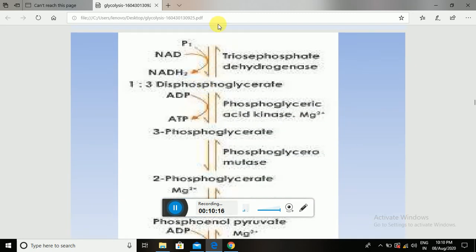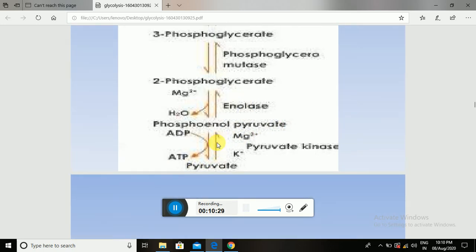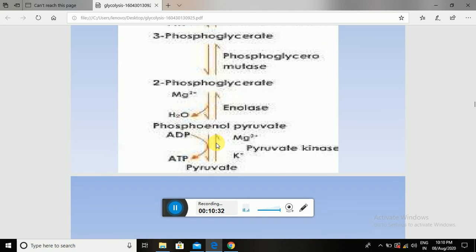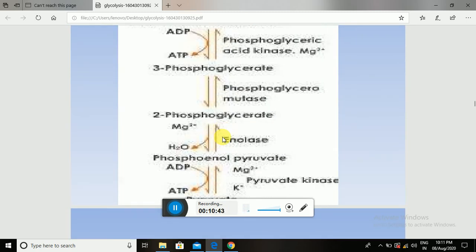This glyceraldehyde 3-phosphate also goes through the same reactions: 1,3-bisphosphoglycerate to 3-phosphoglycerate, 3-phosphoglycerate to 2-phosphoglycerate, then to phosphoenolpyruvate, and lastly phosphoenolpyruvate gets converted into pyruvate. So two ATPs from the dihydroxyacetone phosphate and two ATPs from the glyceraldehyde 3-phosphate. The total gain in the payoff phase is 4 ATPs, but the same cell has to invest 2 ATPs in the preparatory phase. So the net gain is only 2 ATPs from one glucose molecule.